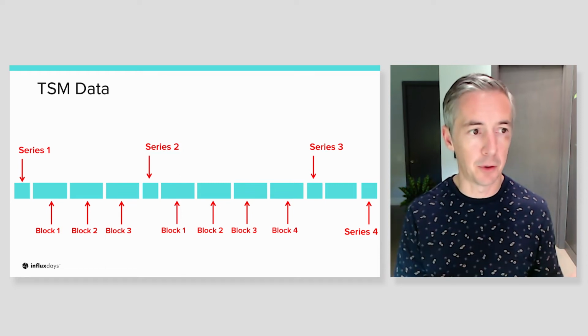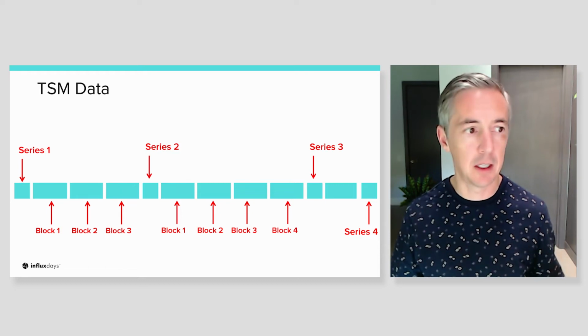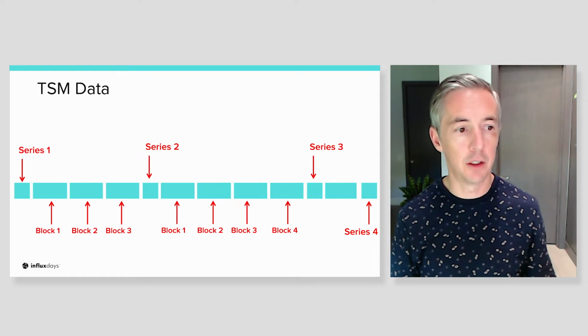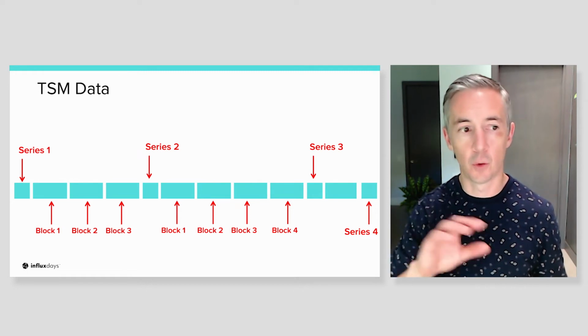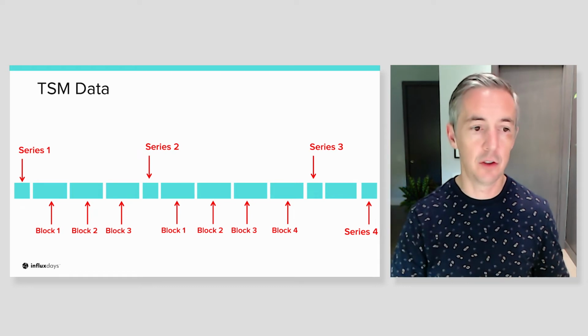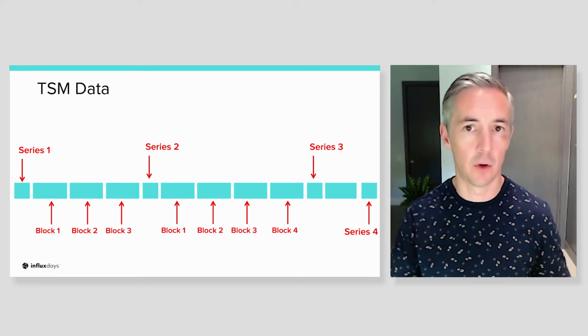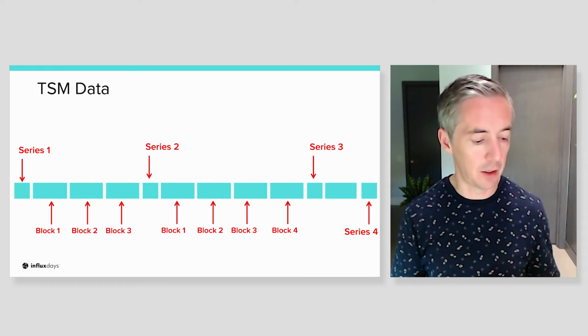So in this example, we have a TSM file or a set of TSM data, and here at the beginning, you have a pointer to series number 1, and then you have time ascending blocks of data for that time series. And then you have series 2, time ascending blocks of data for that time series, and so on and so forth. So that's actually just the raw time series data.